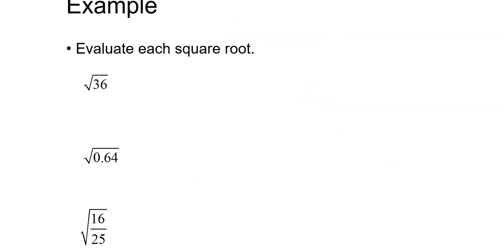All right, so evaluate each square root. Oh, look, I already did the first one. The square root of 36 is 6. That second one, the square root of 0.64. Well, if I asked you for just the plain old square root of 64, the question would be what number times itself gives me 64? And of course, the answer is 8. But this thing here is really asking for the square root of 64 hundredths, right?